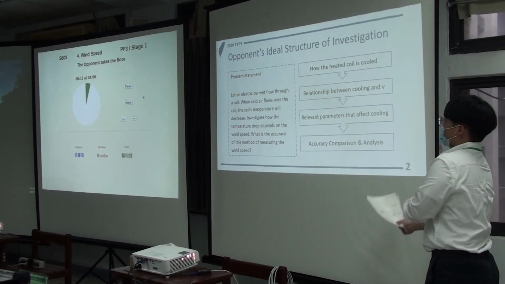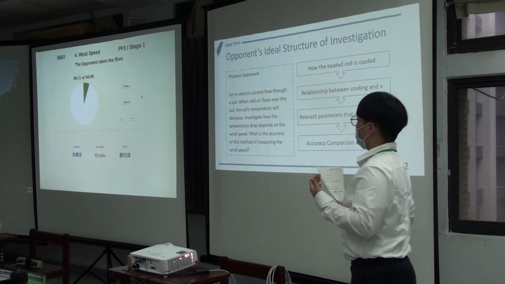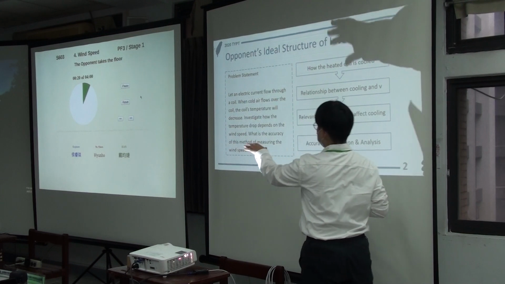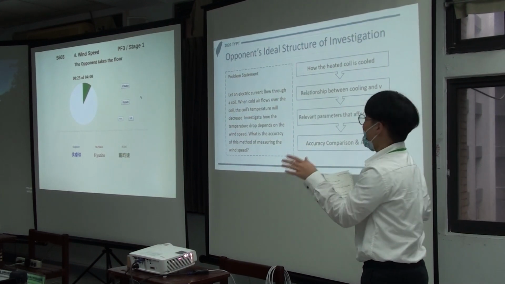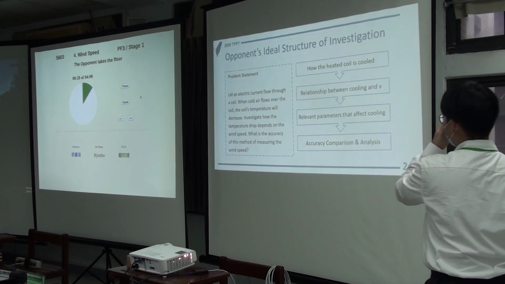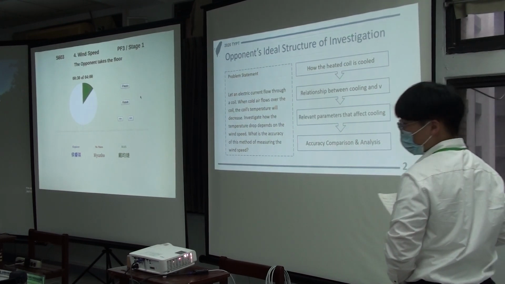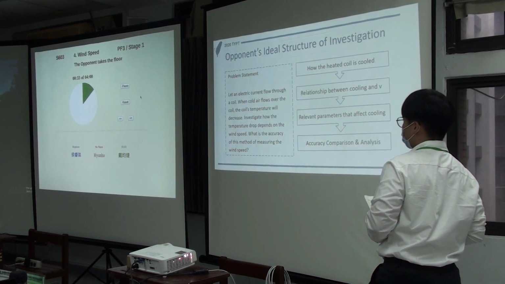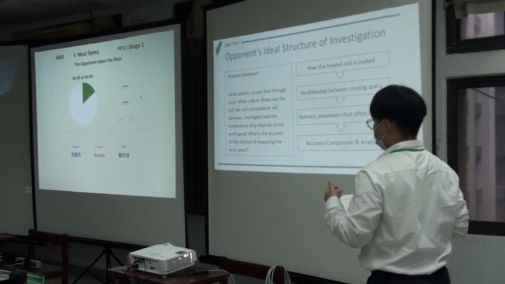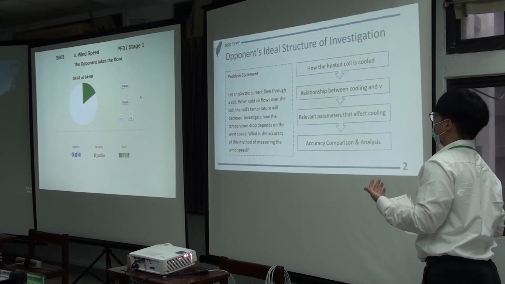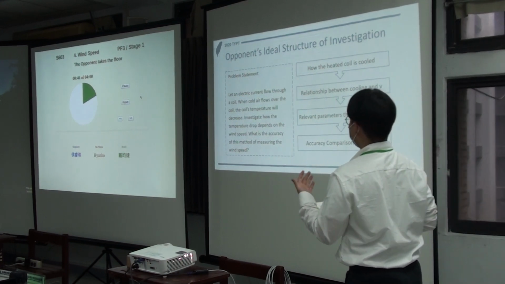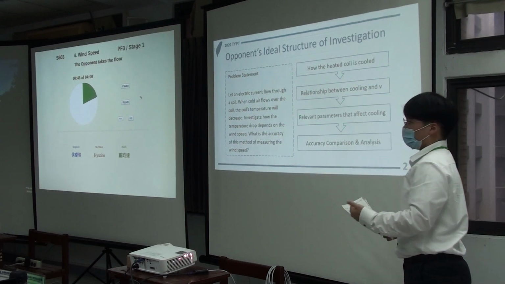Since the problem statement wants to talk about the accuracy of this method and investigate how the temperature drops depending on the wind speed, I'll approach this topic in 4 steps. First, I'll think about how the heated coil is cooled. Second, I'll investigate the relationship between cooling and the velocity of the wind. Then I'll investigate the relevant parameters that affect cooling. And in the end, I'll compare the accuracy with the analysis about it.